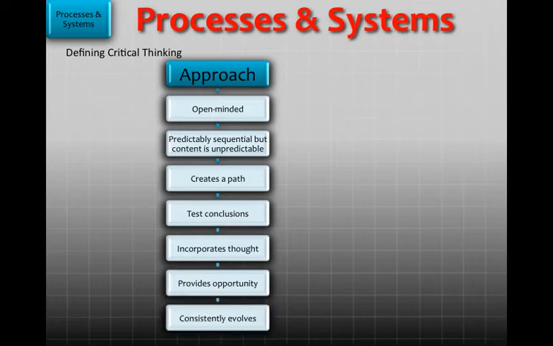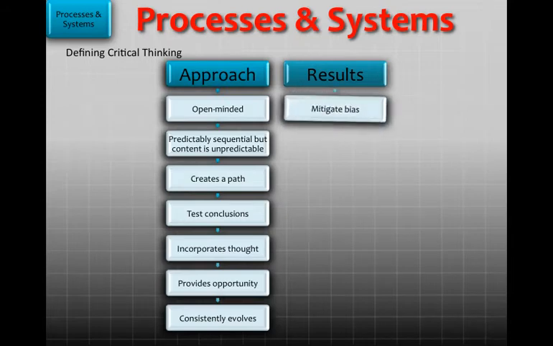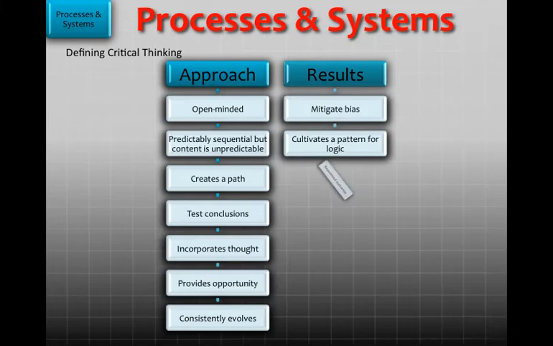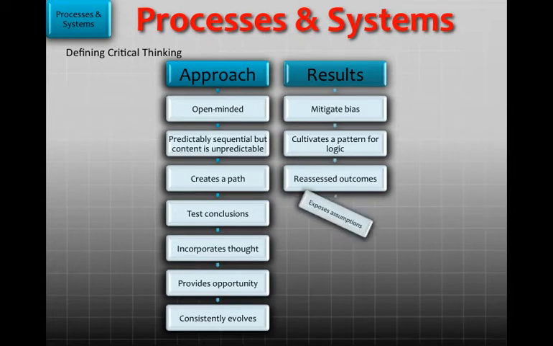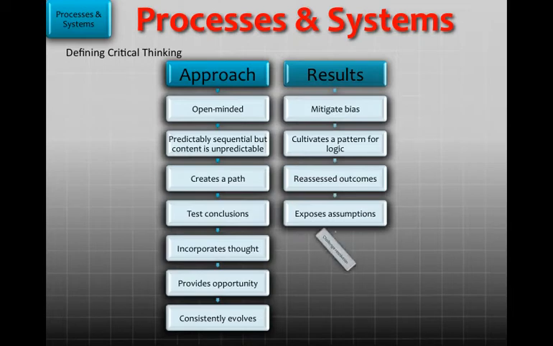Now, as a result of that, if we're able to plant the seeds for critical thinking, the results are we start to mitigate bias. We really put ourselves in a position to cultivate a pattern for logic. And logic is important when we're defining critical thinking. We can reassess some of our outcomes as well as expose some assumptions that probably don't need to be, or can be whittled down within our results.